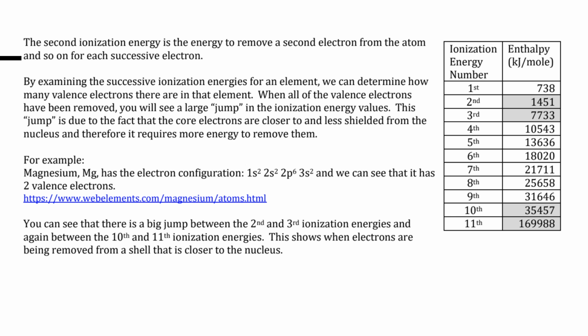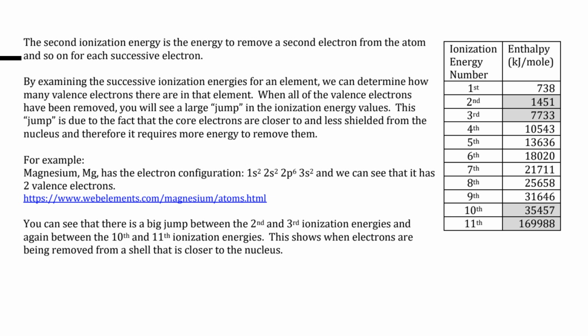For example, magnesium has this electron configuration, and we know that it has 2 valence electrons. You can see that there's a big jump between the second and third ionization energies, and again the 10th and 11th. This shows when electrons are being removed from a shell that is closer to the nucleus. It goes from 738 to 1451, so about 700, to remove the second, but to remove the third electron, it goes up to 6,000.